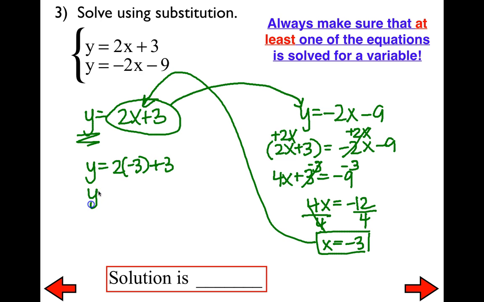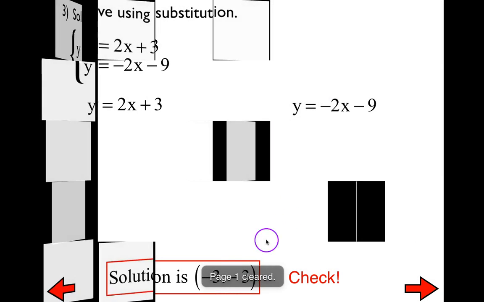So now we have y equals negative 6 plus 3. Last but not least, y equals negative 3. So I think the solution is the x, which is negative 3, comma the y, which is also negative 3. But again, we don't know for sure yet. We just think this because, of course, we haven't checked. So let's check our answers real quick.